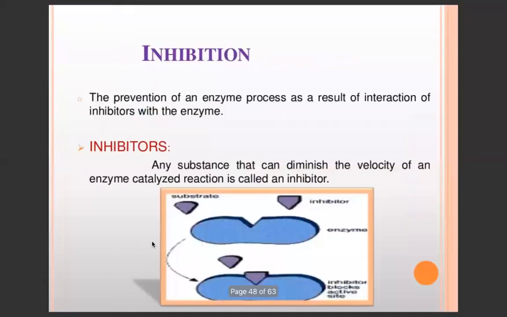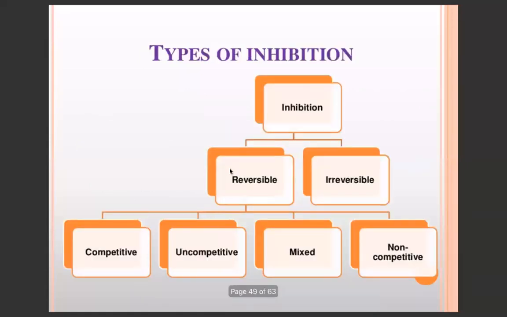Now, inhibition. The prevention of an enzyme process is a result of interaction of an inhibitor with the enzyme. These are substrate and inhibitor. Now you will see in the next slide that it will either competitively inhibit this or non-competitively inhibit this. Types of inhibition are reversible or irreversible. Irreversible has no further classification. Reversible is further classified into competitive, uncompetitive, mixed, and non-competitive.